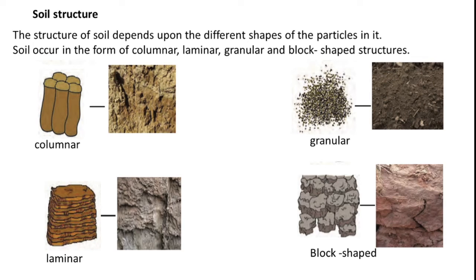Soil structure. The structure of soil depends upon the different shapes of the particles in it. Soil occurs in the form of columnar, laminar, granular and block shaped structures. So if you observe, this is columnar and laminar, then granular, so small granules, and block shape, having the shape of blocks.